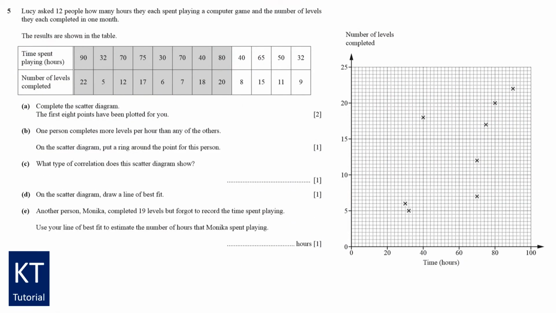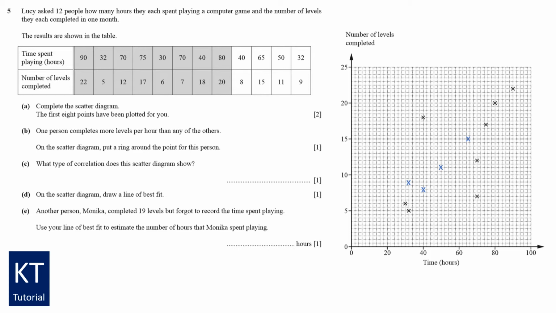Question 5. Lucy asks 12 people how many hours they each spent playing a computer game and the number of levels they each completed in 1 month. The results are shown in the table. Complete the scatter diagram. The first 8 points have been plotted for you. This would be the 4 additional blue plots on the diagram.